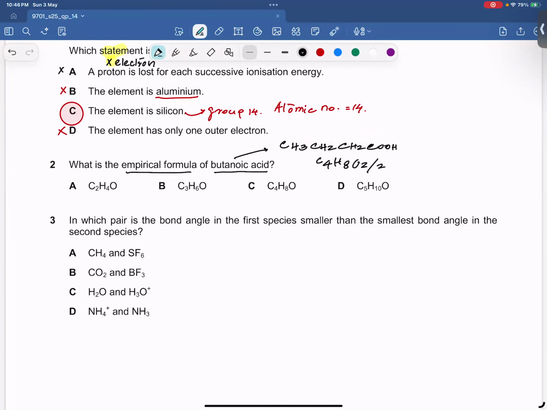So when we halve it, half of the molecular formula is going to be the empirical formula, so it's going to be C2H4O, and that's your answer. So C2H4O is basically A. So A is going to be the right answer.